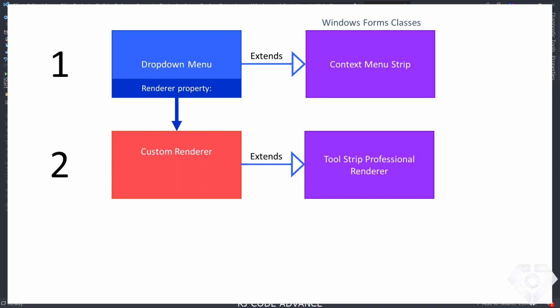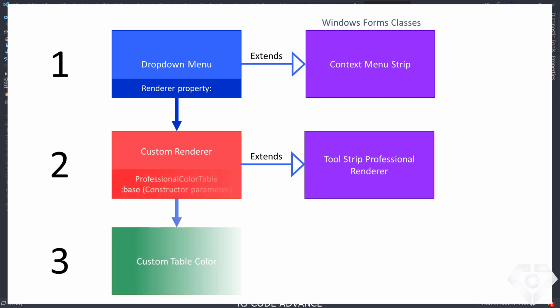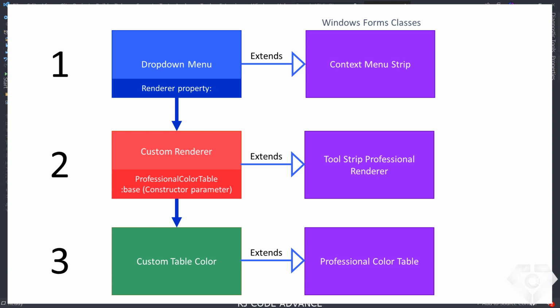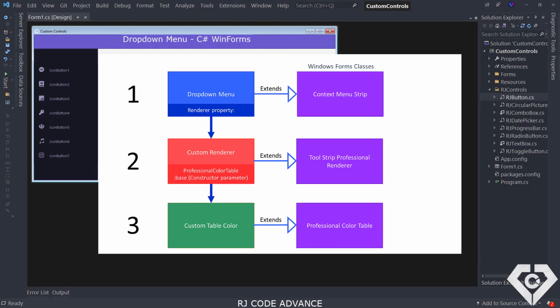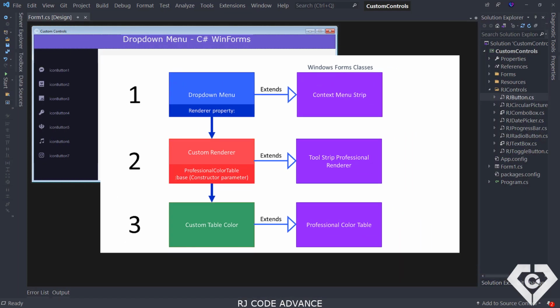To do this, this class must inherit from the ToolStripProfessionalRenderer class. And finally, instantiate a custom color table as the base class constructor parameter, in that way modifying the painting of the menu and the items. Similar to the above, this class must inherit from the ProfessionalColorTable class. These classes only allow modifying the appearance and handling the painting functionality of objects of ToolStrip type.